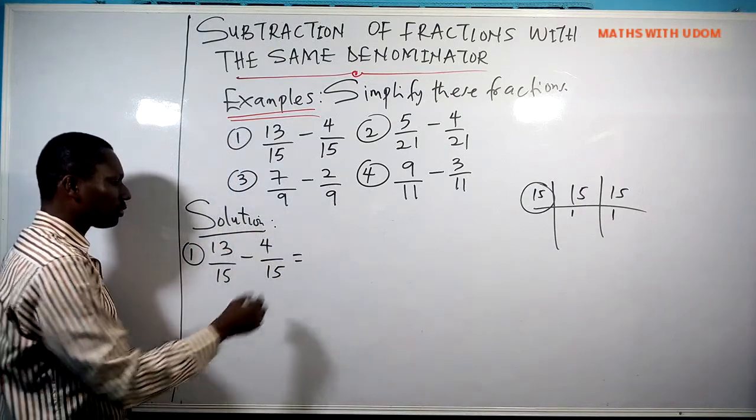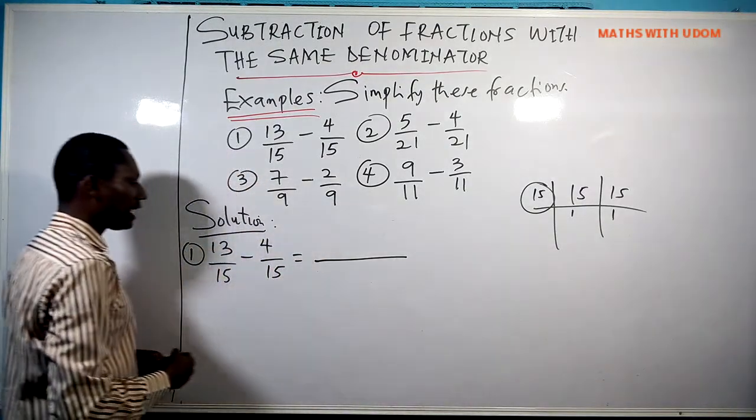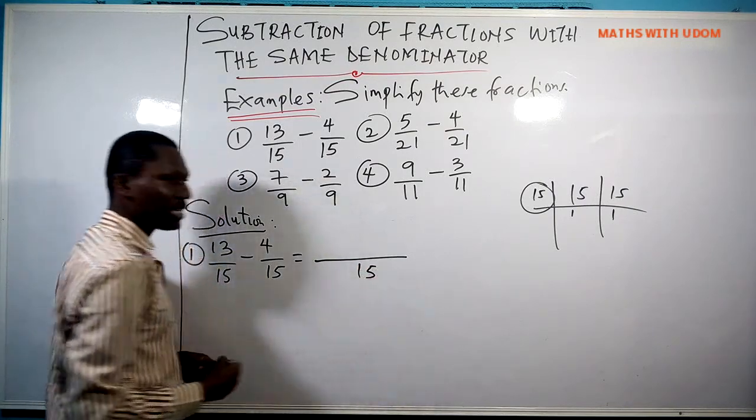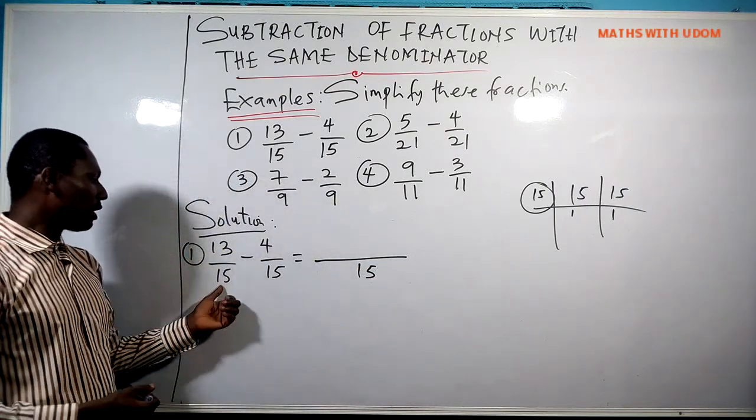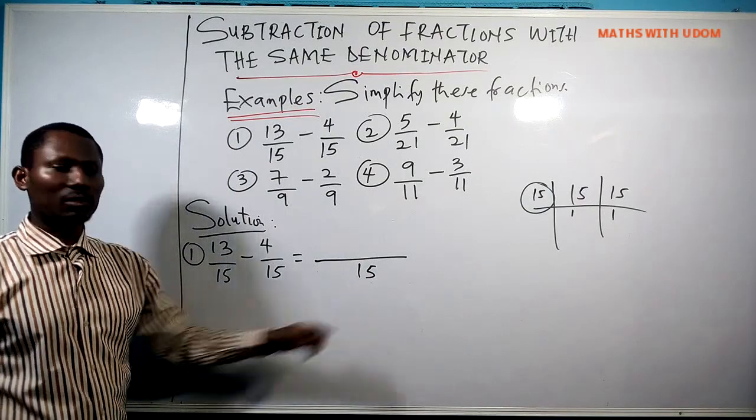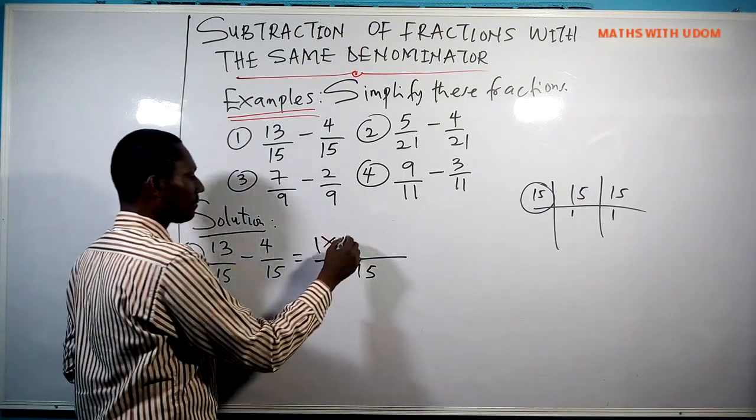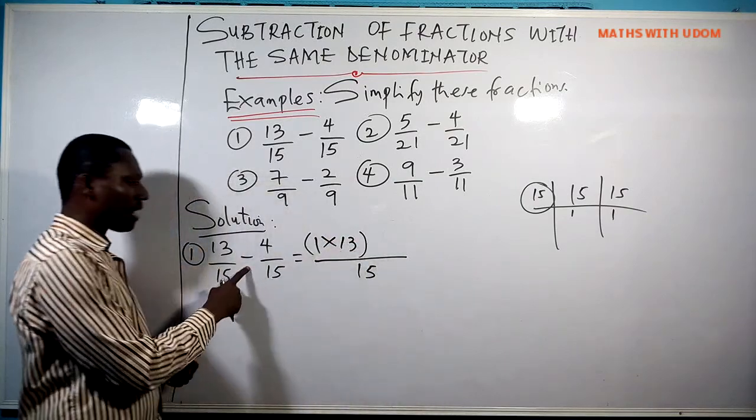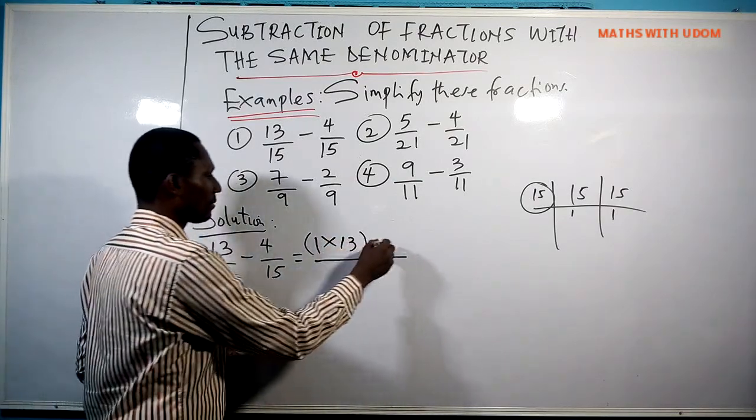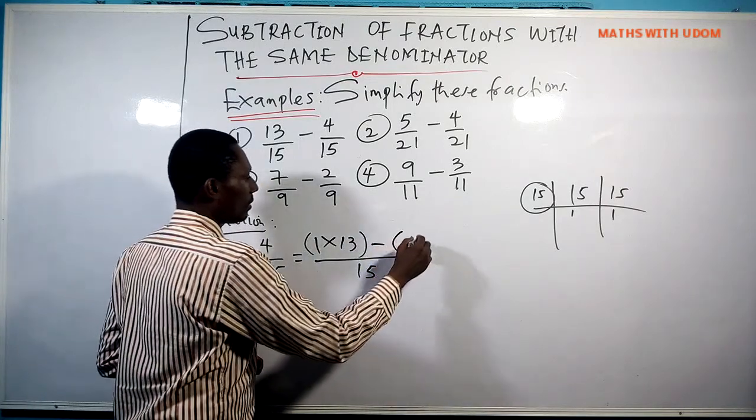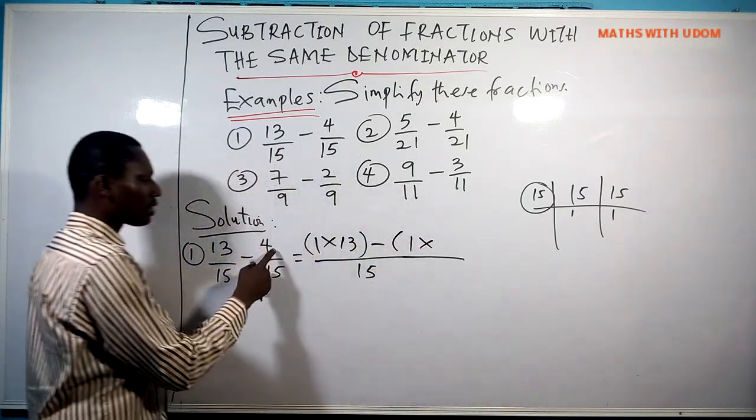So what is the next thing to do? We write our division line. 15 is the LCM, so we'll put 15 right here. How many 15 can go in 15? 1. So we have 1 multiplying our numerator, 13. This time around we have the subtraction sign, negative. How many 15 can go in 15? 1. 1 times our numerator, 4.